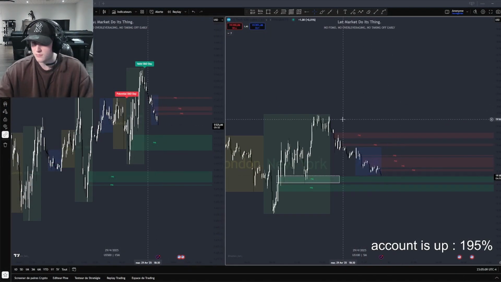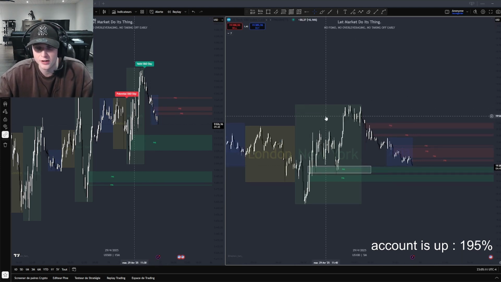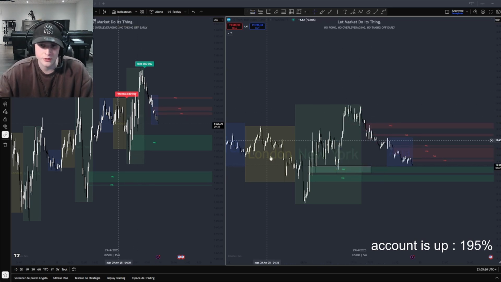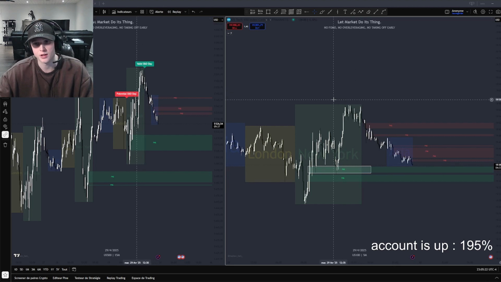So if you look here, I marked out this unicorn here, okay? That worked out today. This is the trade the draw liquidity that I was saying today. This is the trade that I took today. Now I'm going to explain why this is a unicorn setup, okay?